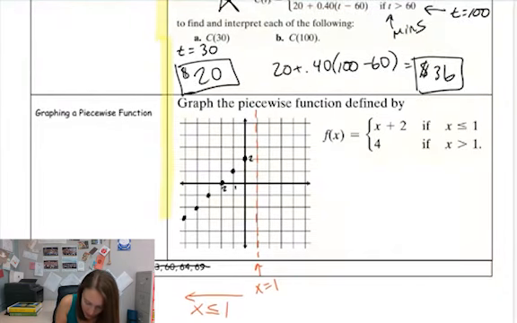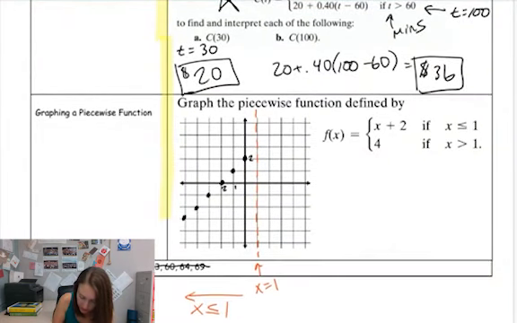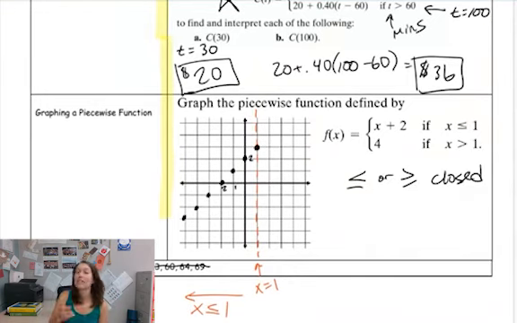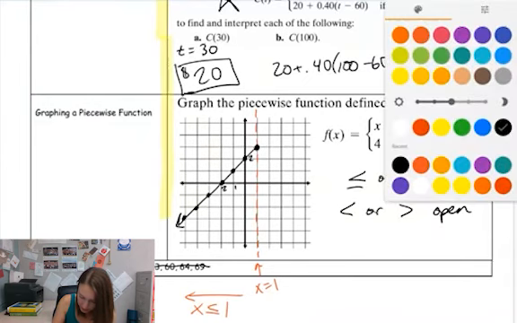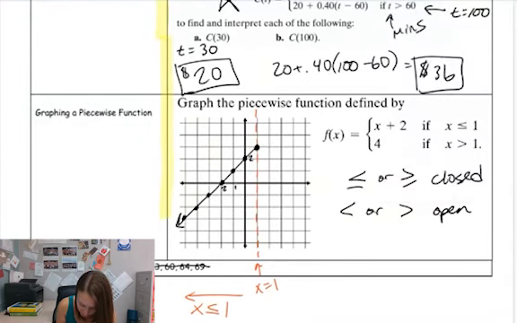And then if you notice, if it's less than or equal to or greater than or equal to, it's going to be a closed circle where it ends. So I want to keep going until I hit that dashed orange line that I drew. And it's going to be a closed circle because it was less than or equal to. Now I want y to equal 4. If it's less than or greater than, it's going to be an open circle. And the 4 corresponds to this side of the graph when x is greater than 1.